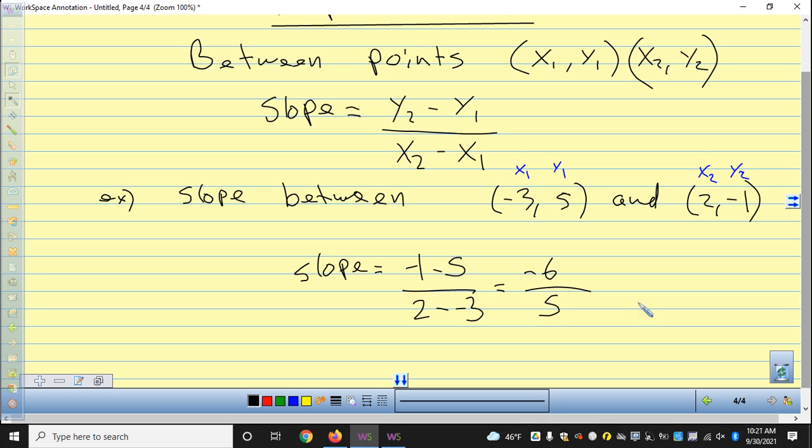Why is it always y2 minus y1? It doesn't matter as long as you keep them in the same order on the top and the bottom. So you could do y1 minus y2, but then you'd have to do x1 minus x2. You have to keep them in the same order on the top and the bottom. And then you'd end up with something like -2 over -4, and the negatives would cancel. Something like that will happen.